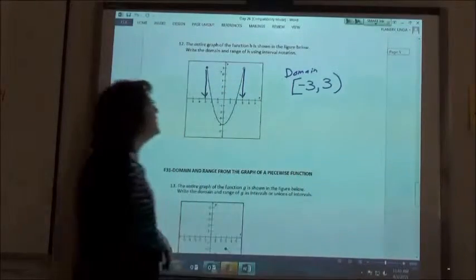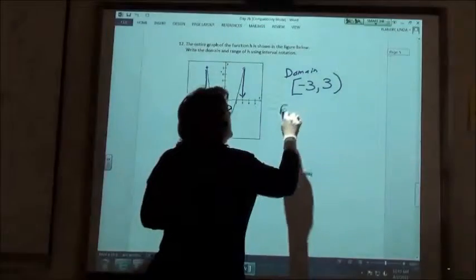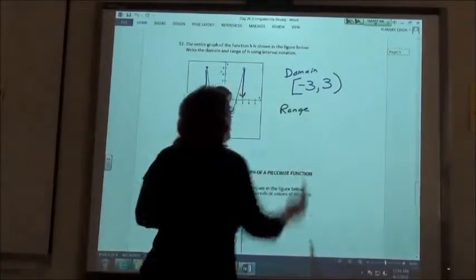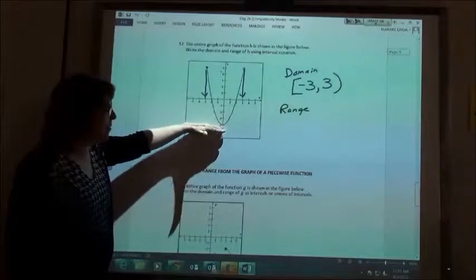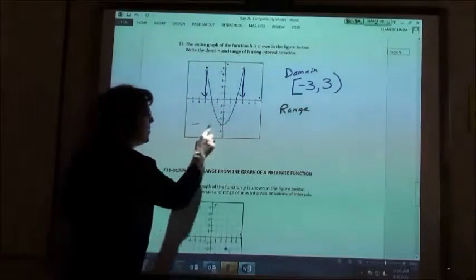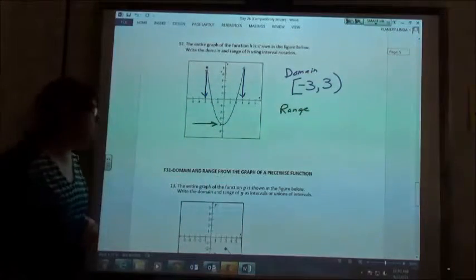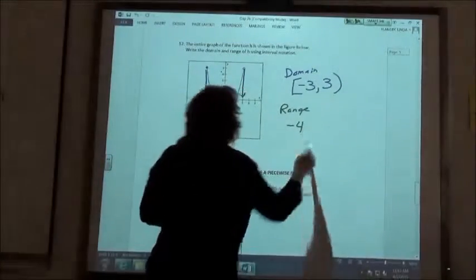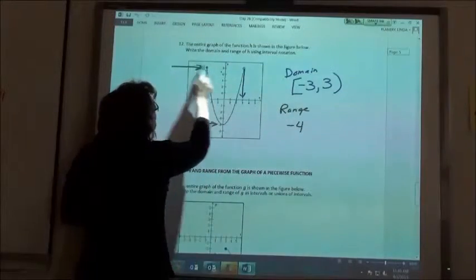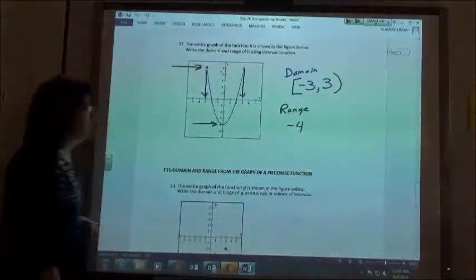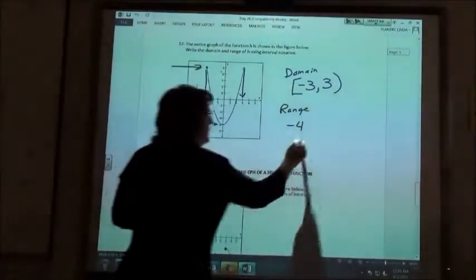Now here's the one that's a little trickier on this one. If I do my range, it's the bottom to the top. Here is my bottom of my graph, -4. Here is the top of my graph, right? There's nothing higher than that. Positive 5.